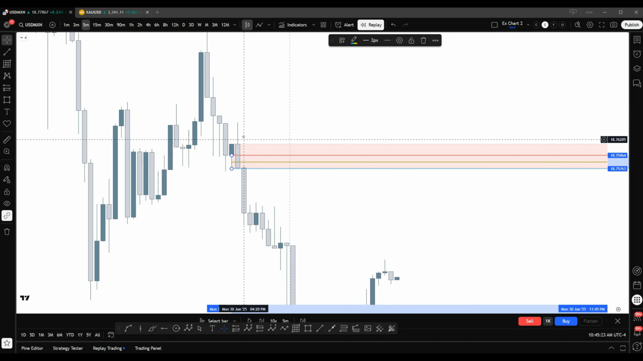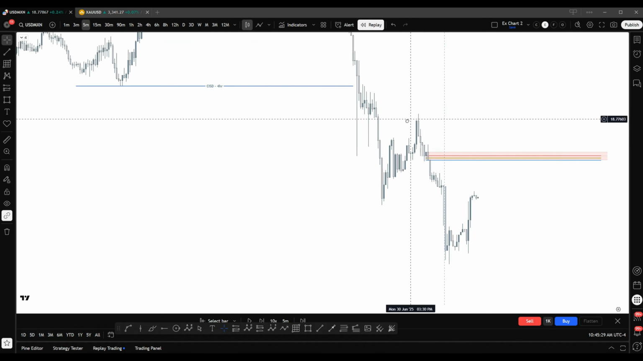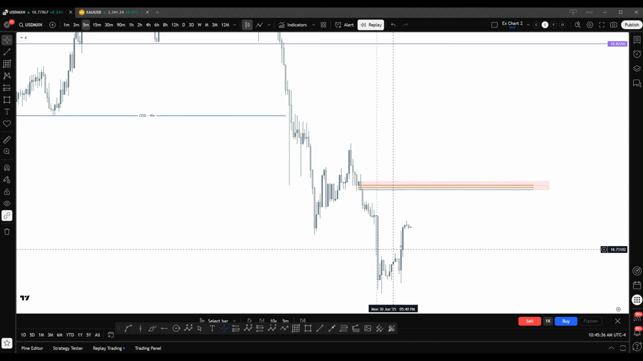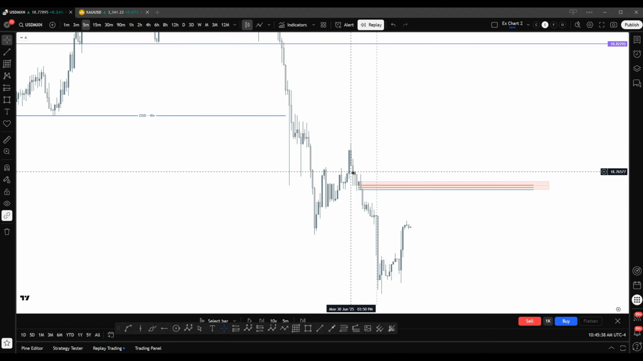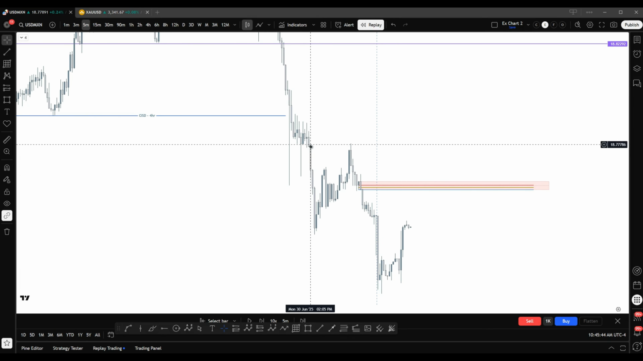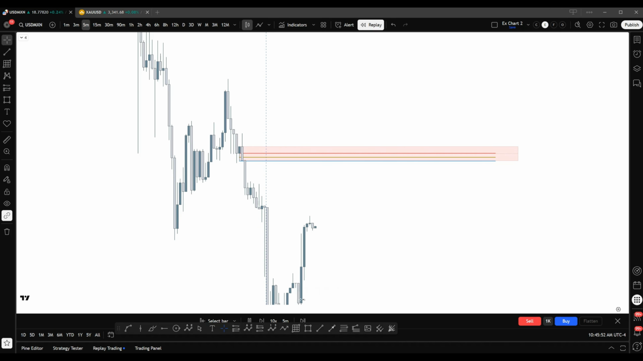Why? Because not only does this make it high probability, but it's also near our change in state of delivery, right? This high or lower high formed, price kept coming down, so I highly doubt price is going to come back up to this area here in the 5-minute. Plus, it already filled up whatever inefficiencies were here. And as you can see, price did not even bother going back up. So this makes this area really, really high probability.